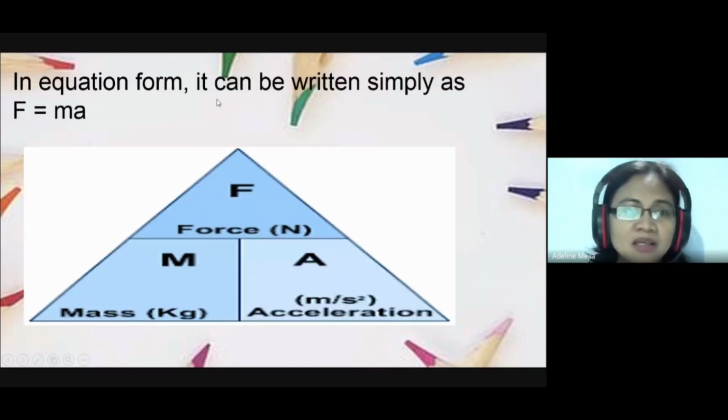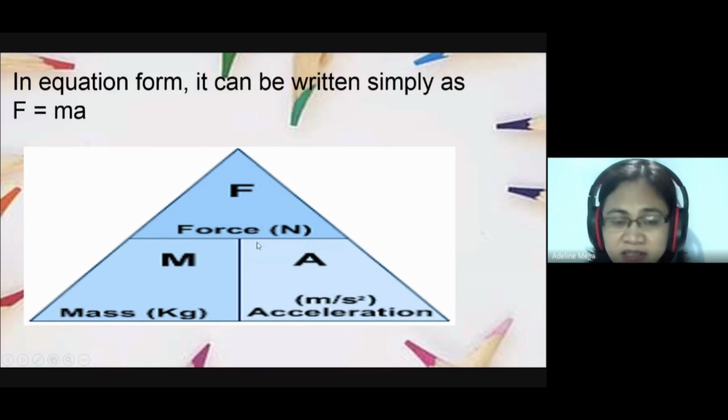Now, given this equation, it can be written simply as force equals mass times acceleration. Force is expressed in Newton or kilogram meter per second squared. The mass is expressed in kilogram, while acceleration is expressed in meter per second squared.